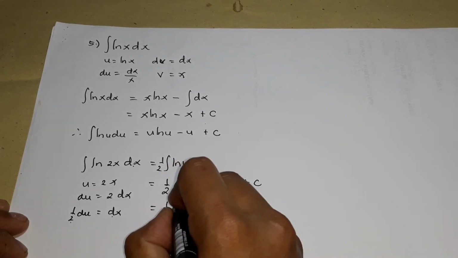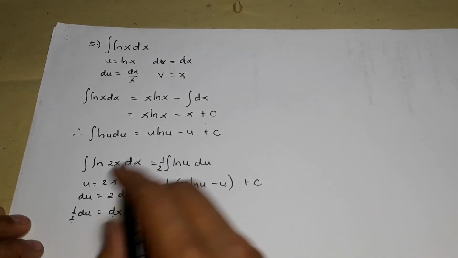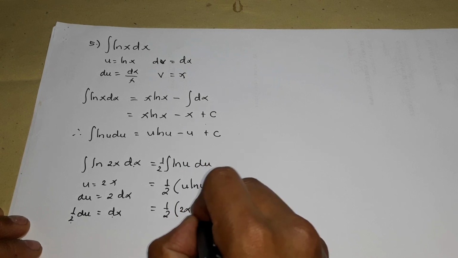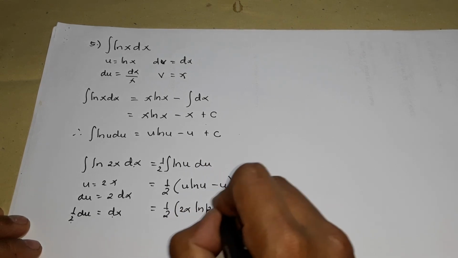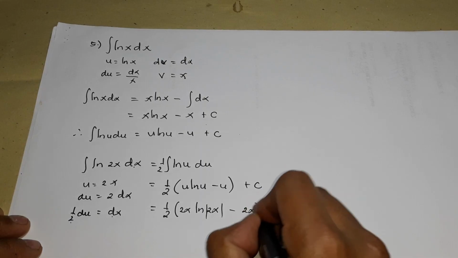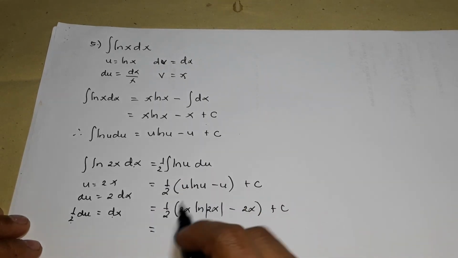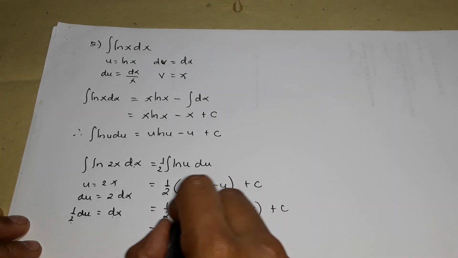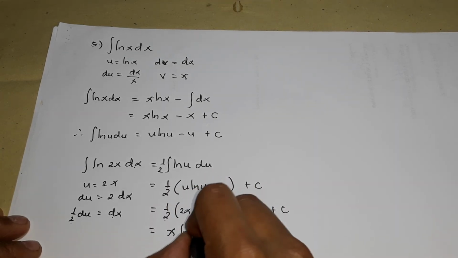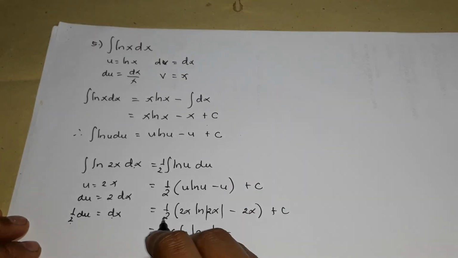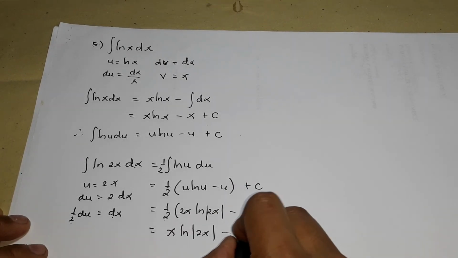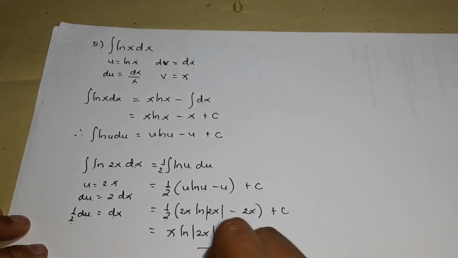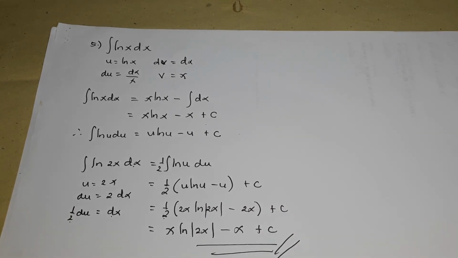Then that's 1/2 times u, and u is 2x, ln u, that's ln 2x, minus 2x, then plus c. And then the only thing left to do is to multiply 1/2 into each term inside. So you have 1/2 times 2x is x, ln 2x, minus 1/2 times 2x is x, and then you can now add c. So that's it for now. That is the integration by parts procedure.